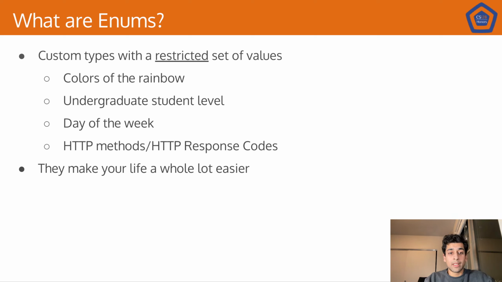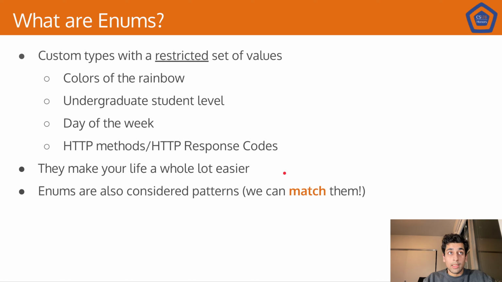So enums in general make your life as a programmer a whole lot easier. Rather than trying to chase down whether some type is valid, by definition of Rust's type system, if some variable is a particular enum type, then it is restricted to that set of values. It can't be anything else. Well, I'll explain this in the next couple slides. So enums are also considered patterns in Rust. We can match them, which makes them a whole lot more useful.